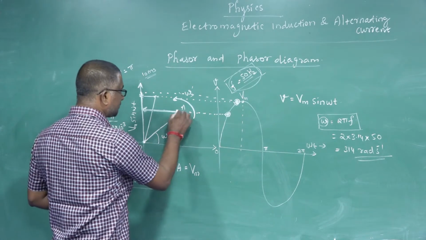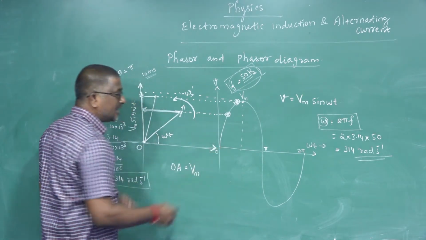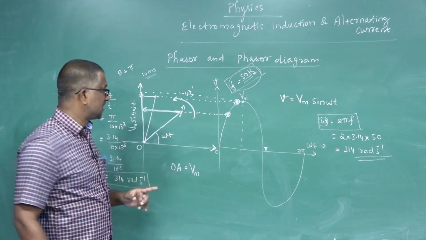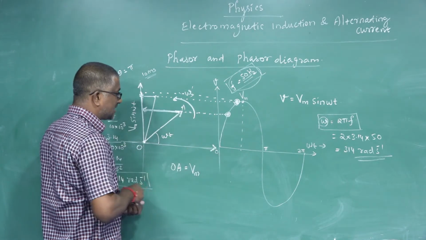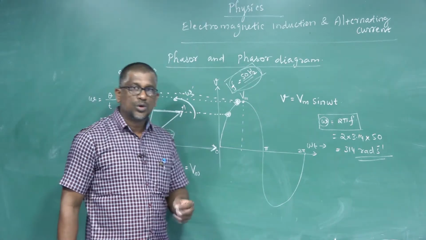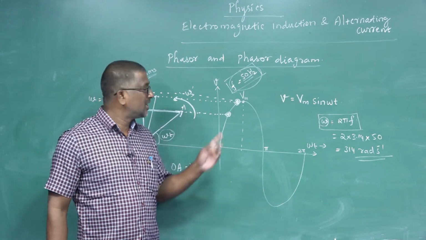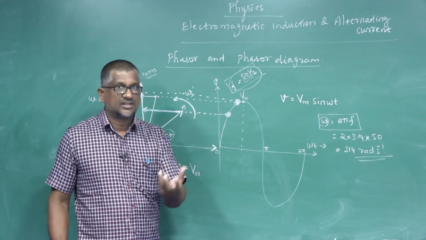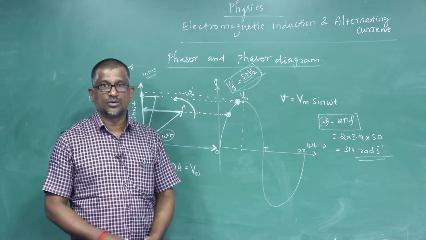Right. And next, the angle made by this phasor with respect to the reference axis. Generally, the positive x-axis is taken as the reference axis. This is the reference axis. Here, the angle made by this phasor with respect to the reference axis gives the phase of the alternating voltage. What is phase? Phase is a term which represents the direction of motion and the position of the alternating voltage at any instant or given instant.